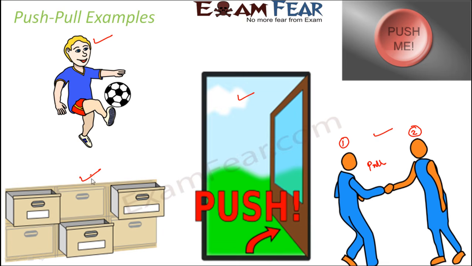Look at the drawers in your house. If you want to pull the drawer, what is a pull and what is a push? When you open the drawer, you try to pull it. That means you try to bring the drawer close to you. So this is an example of pull. But when you close the same drawer, that is an example of push, because basically you are moving this part away from you. You are pushing it. It is going away from you. So opening a drawer is an example of pull. Closing the drawer is an example of push.